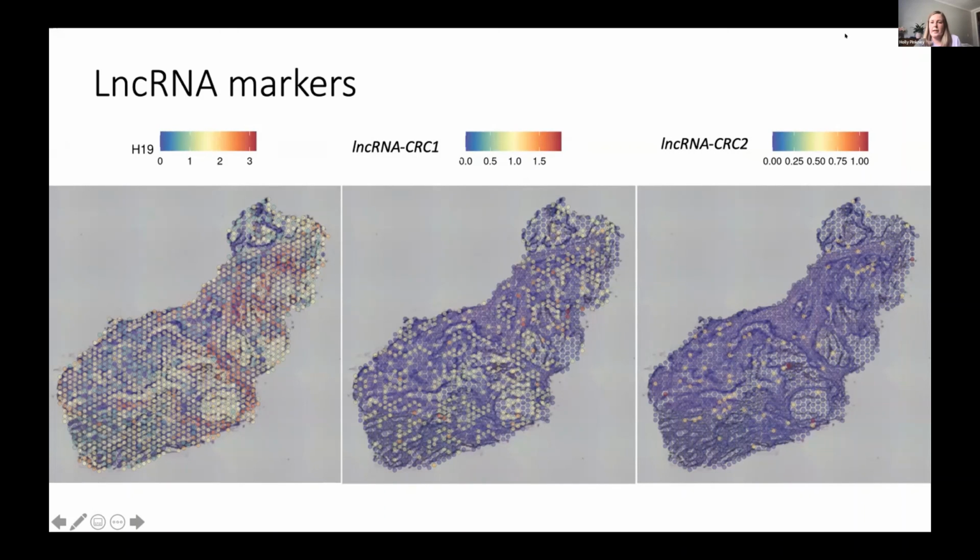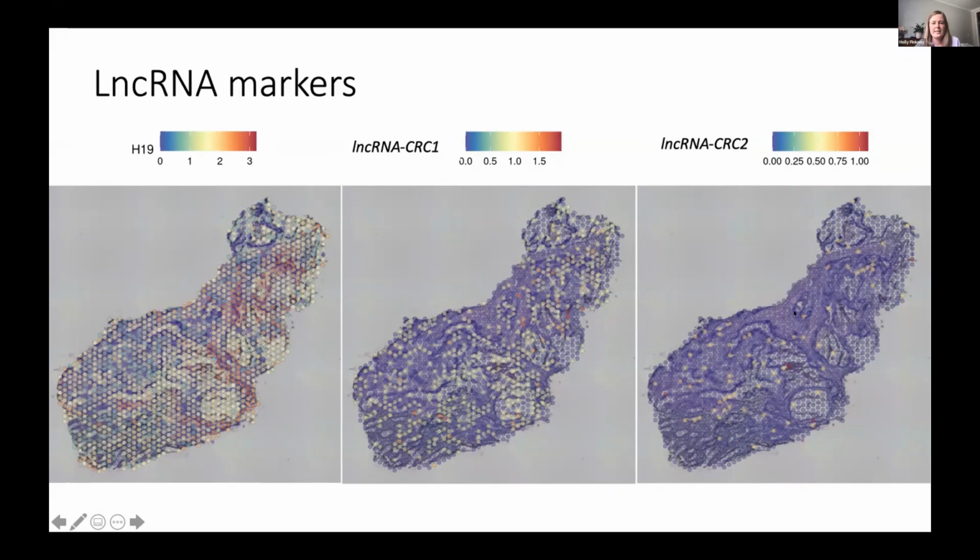Same thing for lincRNA CRC2. So this lincRNA is obviously much less highly expressed. So once again, that's why the spatial, near single cell resolution is really important, because we're able to capture really lowly abundant transcripts. So this one is expressed much less, but it does seem to have pretty specific expression patterns across the tumor.